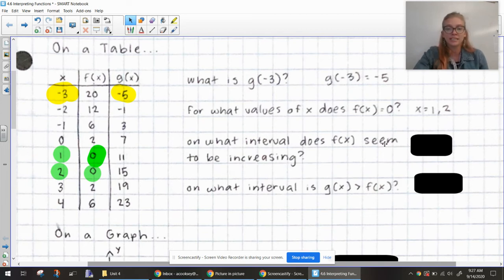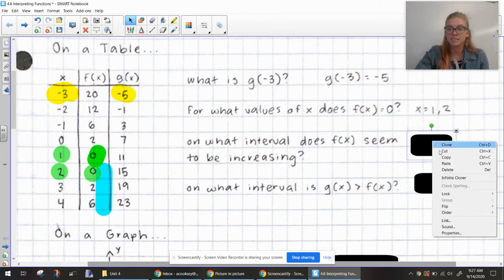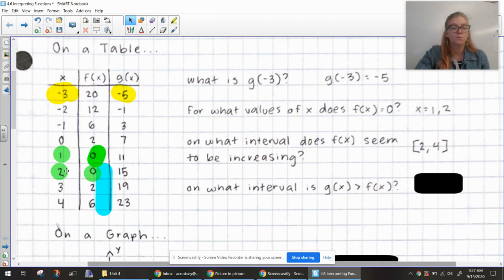Next, we're asked, on what interval does f of x seem to be increasing? So we are looking for, where does f of x seem to be getting bigger? Well, here I go from 20 to 12, so that's getting smaller. 12 to 6, smaller. 6 to 2, smaller. 2 to 0, smaller. 0 to 0 stays the same. But then it seems like from 0 to 6, f of x is getting bigger. So that means that between when x is 2 through when x is 4, f of x is getting bigger. So from 2 to 4, including 2 and 4, f of x is getting bigger.